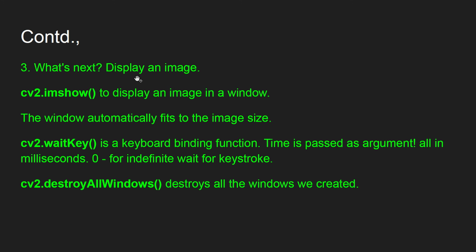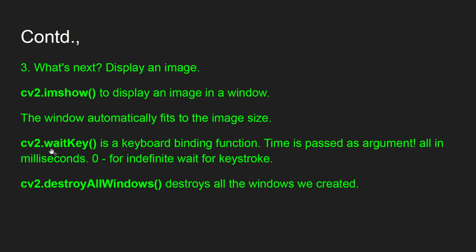Now what is the next step? We need to display with cv2.imshow. Show is nothing but a display, and the most important point to remember here is that the window automatically fits to the image size, which means if the image size is, for example, 10 cross 10, it will be only 10 cross 10. If it is 25 cross 25, it will be 25 cross 25 as the display. That is very important to remember.